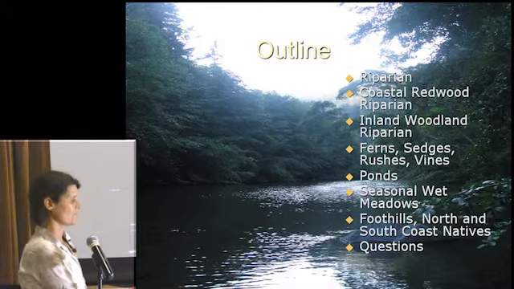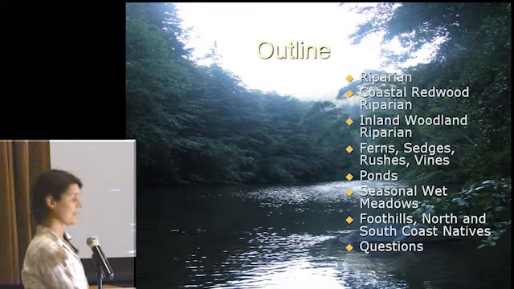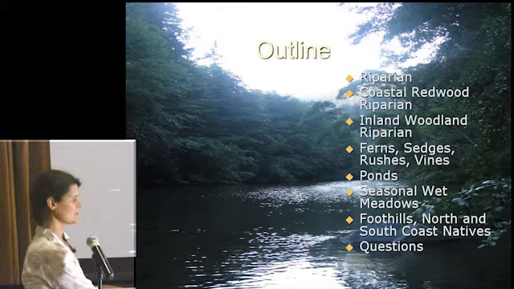And then I'll go into some ferns, sedges, rushes, and vines that grow within those riparian areas. And then I'll talk a little bit about pond plants and seasonal wet meadow plants. And then everyone loves certain plants that aren't too local, but I'll talk a little bit about those too, that are riparian plants. So I'll mostly stick with local.